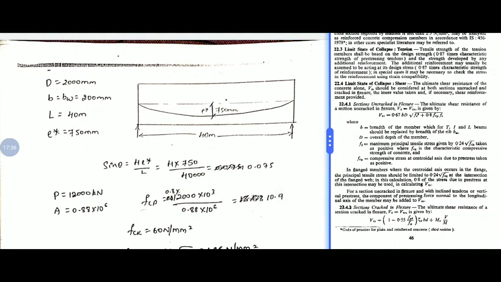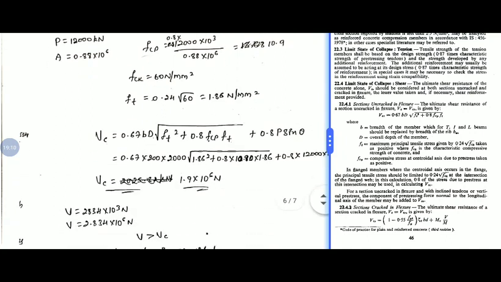So the overall depth of the section is given as 2000 mm, width of the web is 200 mm, span of the beam is 40 meters, and eccentricity is given as 750 mm at the midspan and concentric at support, meaning 0 eccentricity at supports. For the slope of the cable, again taking the first derivative of the parabolic equation, we get sin theta equals 0.075. P is given, area is given, so we can calculate fcp by P by A. It is 10.9 Newton per mm square. fck is given, ft is 0.24 root fck, so we have 1.86 Newton per mm square.